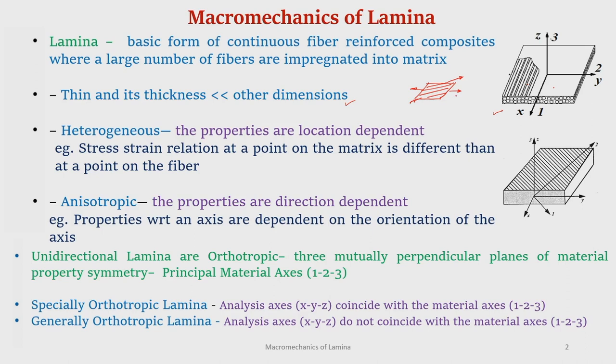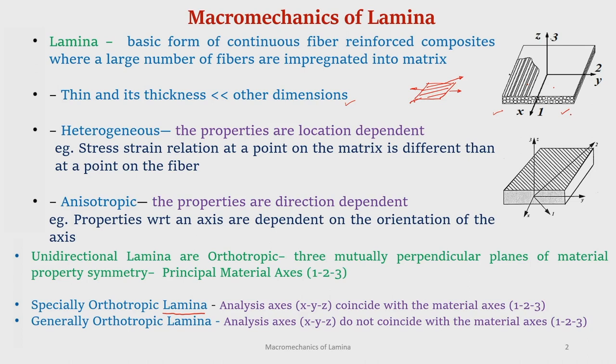However, in a unidirectional lamina, because it is orthotropic, there are three mutually perpendicular planes of material property symmetry. Therefore, it is not fully anisotropic. It requires 9 independent elastic constants. Even the unidirectional lamina could be a specially orthotropic lamina. What is a specially orthotropic lamina? The analysis axes, if you look at this figure, 1, 2, 3 are the planes of orthotropy. 1 means the 2, 3 plane. Okay. A plane is actually characterized by its surface normal. So, 1, 2 and 3 are the directions of orthotropy or the planes of material property symmetry. Okay.